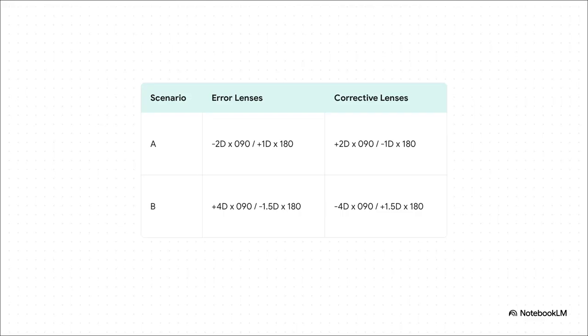All right, let's run a rapid-fire board review to really cement your pattern recognition strategies here. If the eye has an error of -2 at axis 90 and +1 at axis 180, your corrective lenses are exactly the opposite, +2 at 90 and -1 at 180. What if the eye's error is +4 at 90 and -1.5 at 180? Well, your correction is simply -4 at 90 and +1.5 at 180. Every single error cylinder demands an exact corrective opposite to collapse that conoid down into a single, sharp point on the fovea.